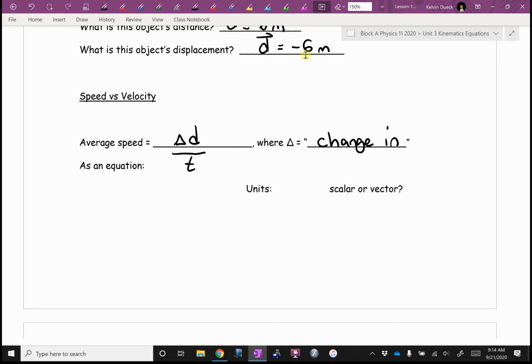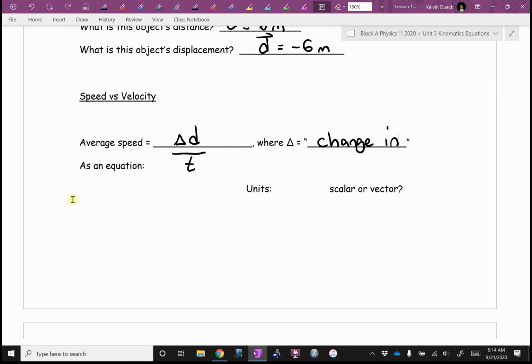Okay, we're going to try this again. Change in anything is final minus initial. That's going to become important. That is going to be worth memorizing, although I'll flog it for a while, because especially in Physics 12, I'll ask you to find the change in voltage. It's the final voltage minus the initial voltage. I'll ask you to find the change in momentum. It's the final momentum minus the initial momentum. Change in anything is final minus initial.